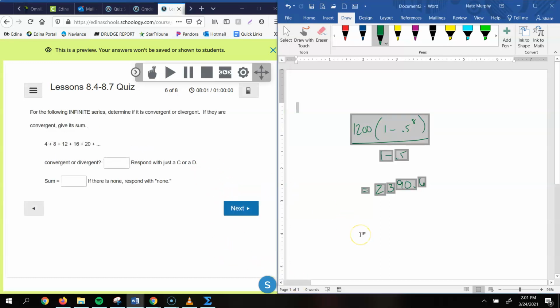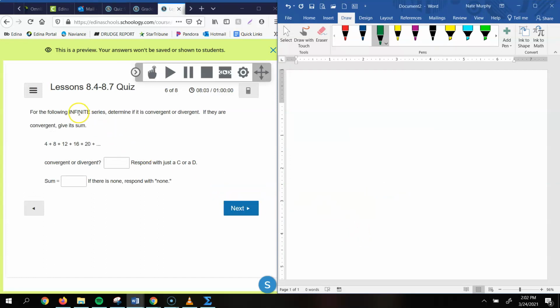Okay, just a few more left here. So this is my 6th one. It says for the following infinite series, determine if it is convergent or divergent. If they are convergent, give its sum. So going from 4 to 8, we're adding 4, and from 8 to 12, we're adding 4, and so on. The fact that we are adding 4 each time tells me this is an arithmetic series. Arithmetic series are always divergent, and so there is no sum. They just keep getting bigger and bigger, or if we were subtracting, it would be getting smaller and smaller.